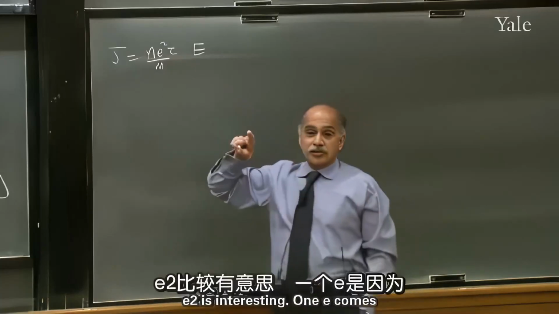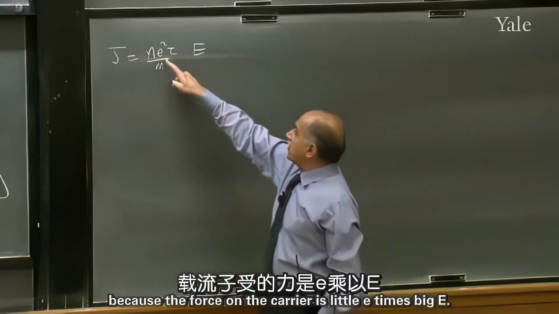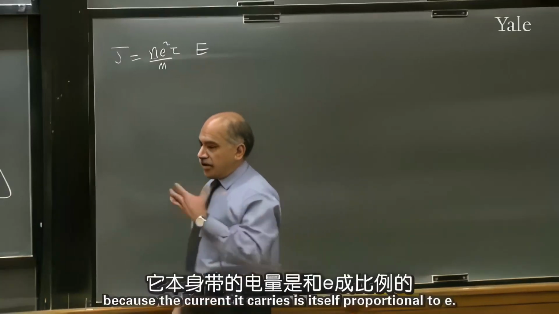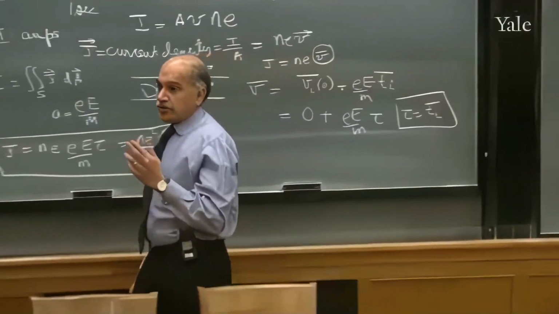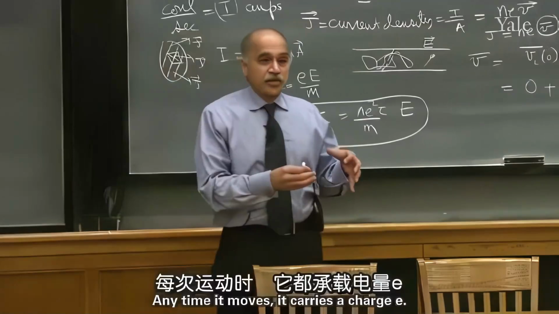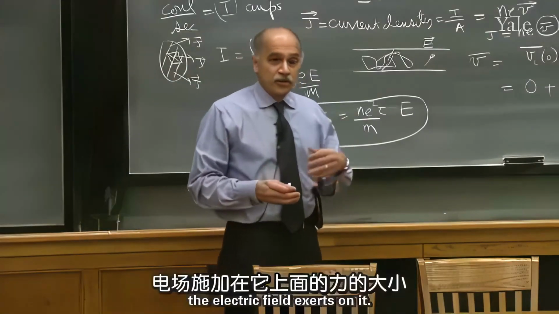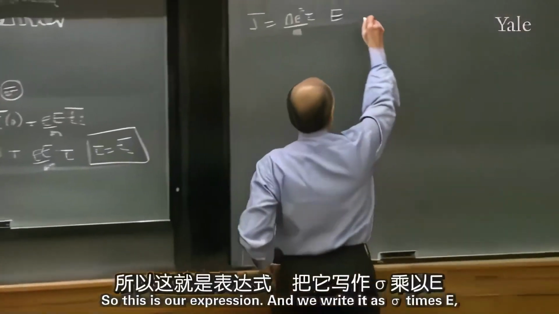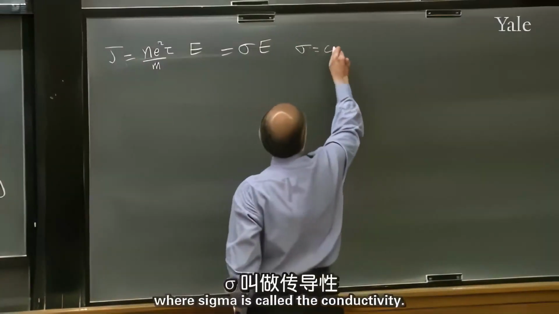E squared is interesting. One e comes because the force on the carrier is little e times big E. The second e comes because the current that it carries is itself proportional to e. Understand? The charge of the carrier affects it in two ways. Anytime it moves, it carries a charge e. And how much it moves depends on the force the electric field exerts on it. That's another e. So this is our expression. And we write it as sigma times E, where sigma is called the conductivity.